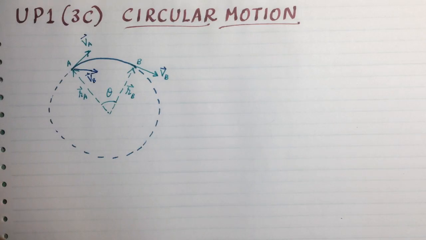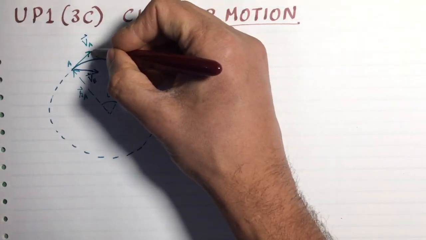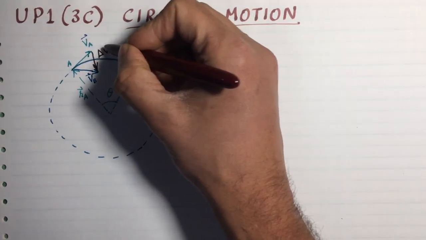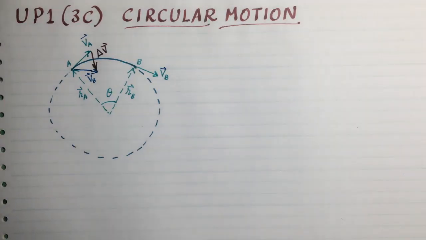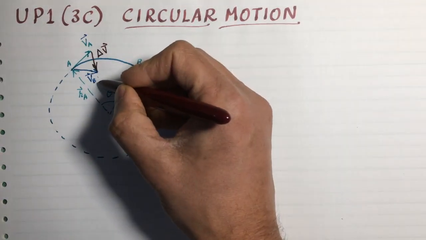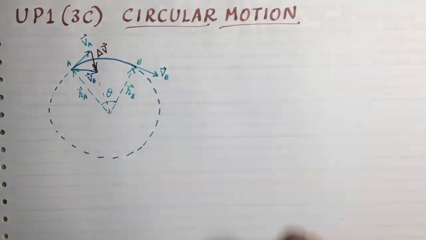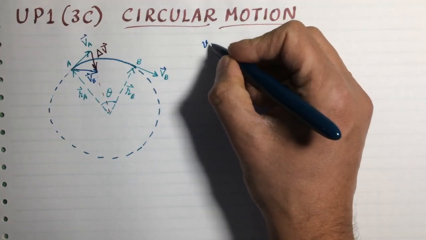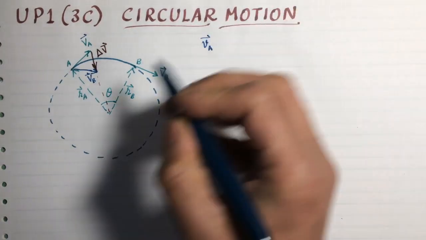Now what you'll notice is that the vector that joins VA and VB, which I will call delta V, is approximately pointing towards the center. It won't exactly be pointing towards the center, but because my diagram is lousy, it appears to point to the center even now. In reality, it will only point to the center in the limit that A and B come together. So let's write down the equation that describes this vector process.